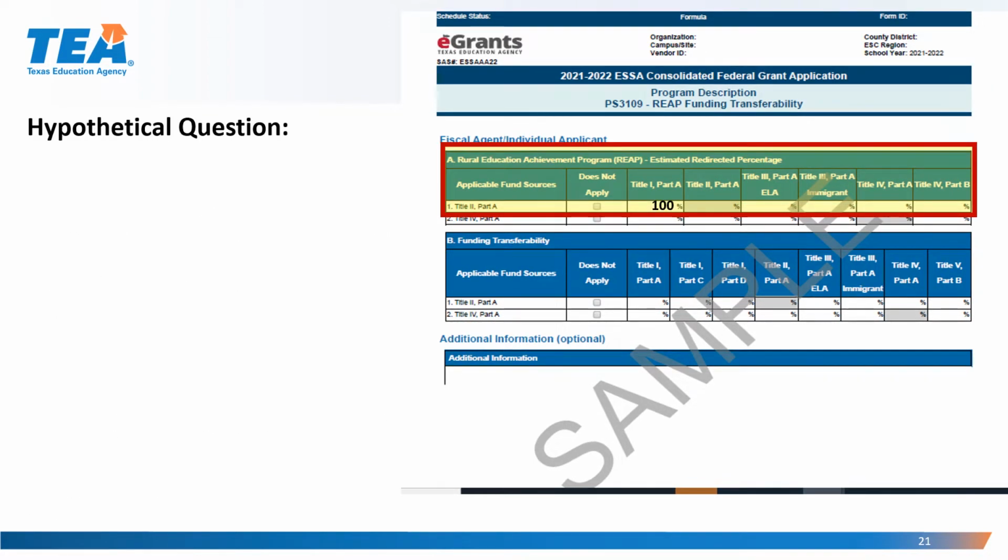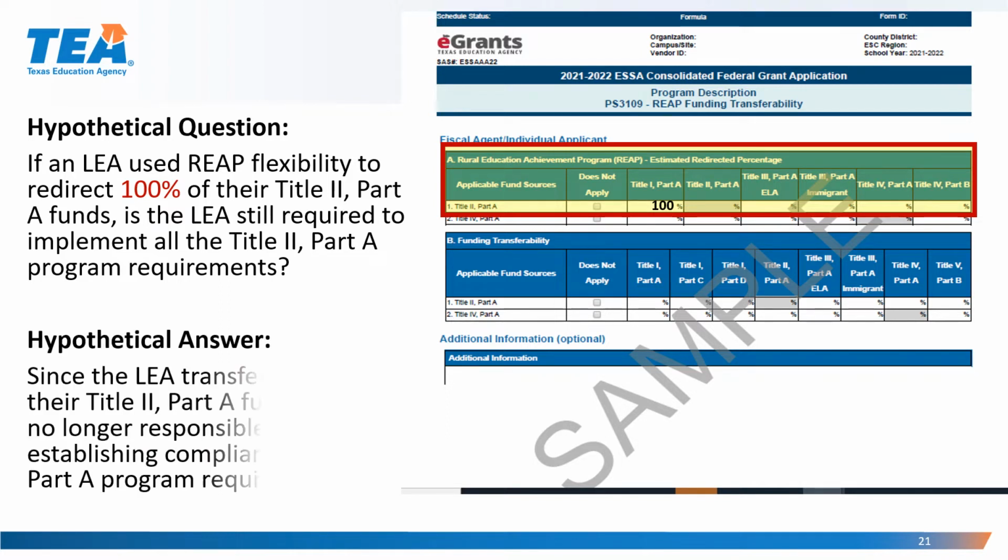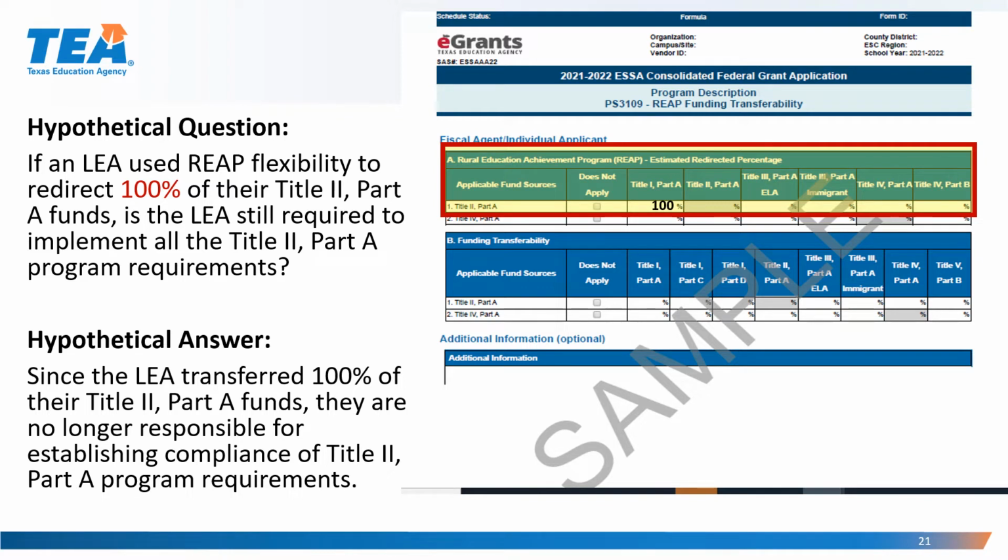Now let's look at another hypothetical question. If an LEA used Reflexibility to redirect 100% of their Title II Part A funds, is the LEA still required to implement all Title II Part A program requirements? And the hypothetical answer is, since the LEA transferred 100% of their Title II Part A funds, they are no longer responsible for establishing compliance in Title II Part A program requirements.